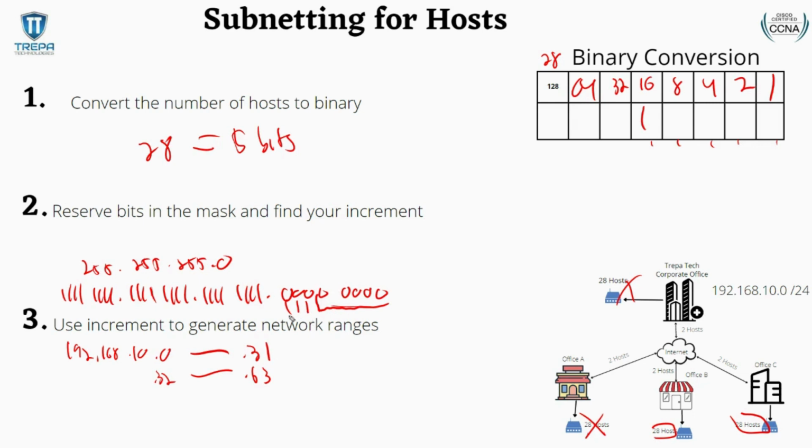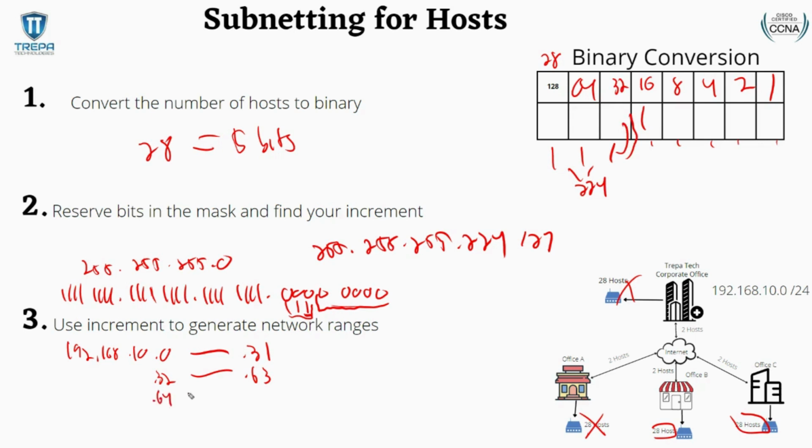addresses. I'm going to add these ones up in our binary conversion chart. They equal 224, because we're going to take these values up here. Our new subnet mask is 255.255.255.224 with a /27, because now we have 27 network bits in our subnet mask. We're going to find our increment, which is this last guy right there. Its value in the binary conversion chart is 32.